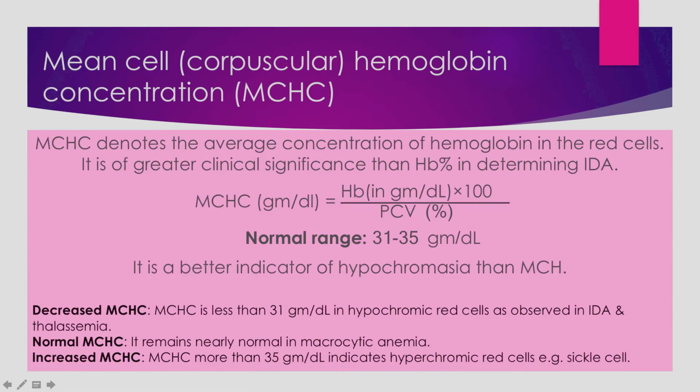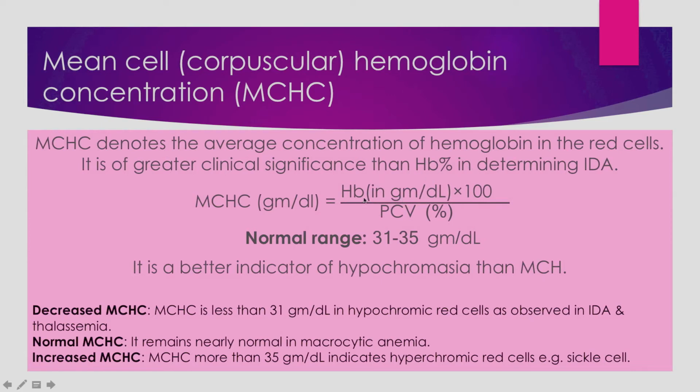Next is MCHC, mean cell hemoglobin concentration. This MCHC is a better indicator than MCH, and basically it is a modification of MCH. MCHC denotes the average concentration of hemoglobin in the RBCs, the average concentration of all the hemoglobin in all the red blood cells. That can be expressed as hemoglobin in gram per deciliter.